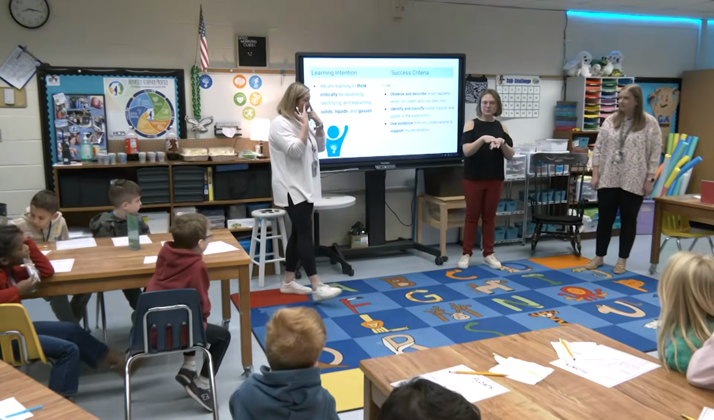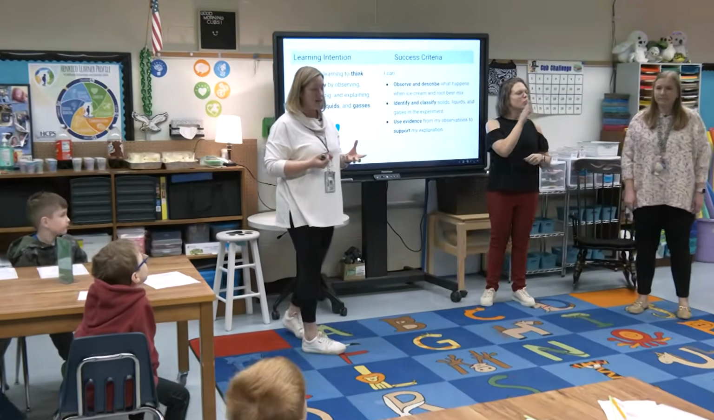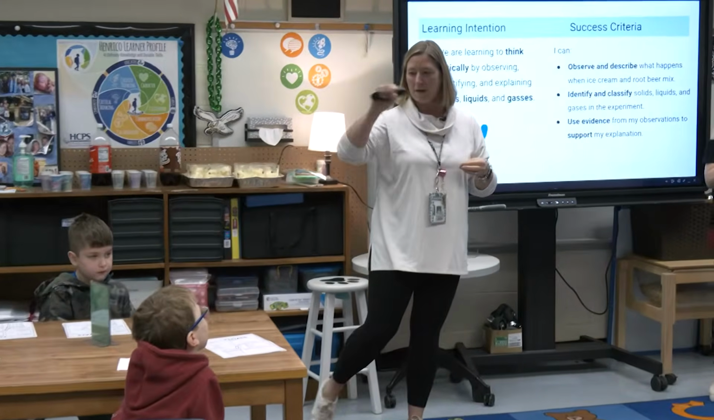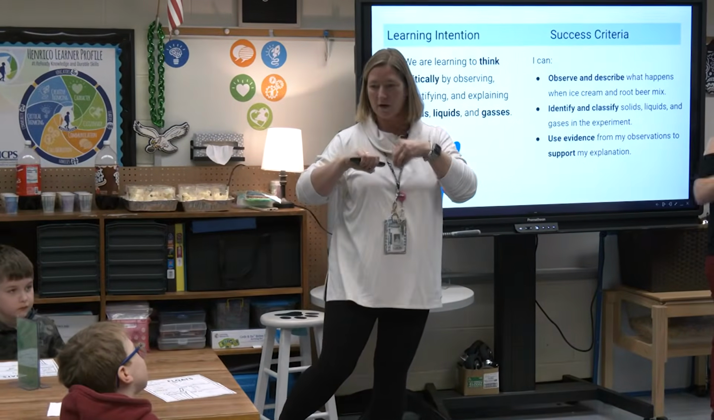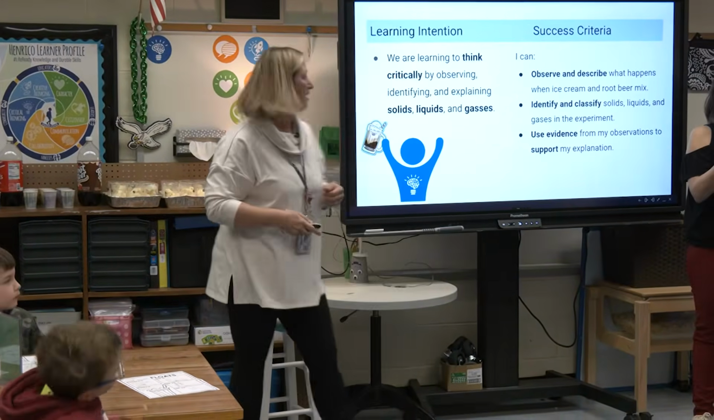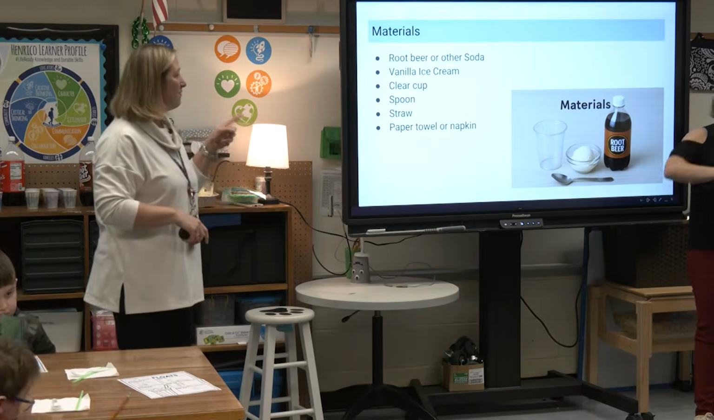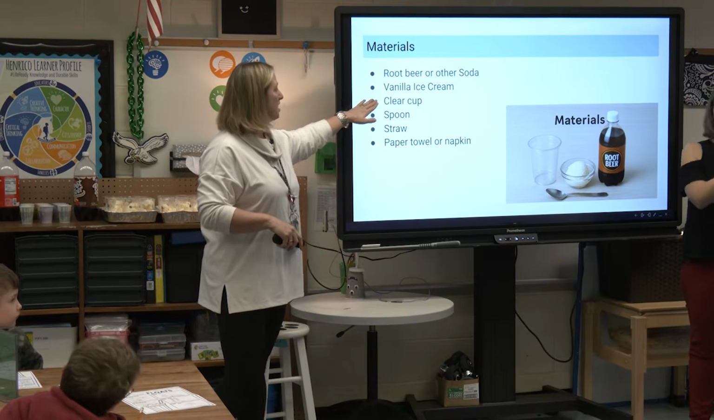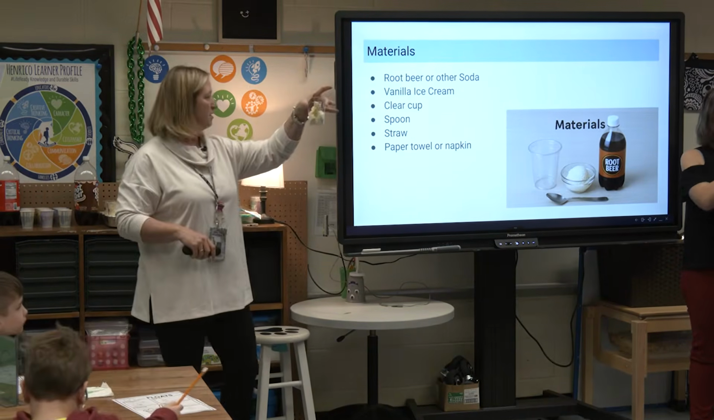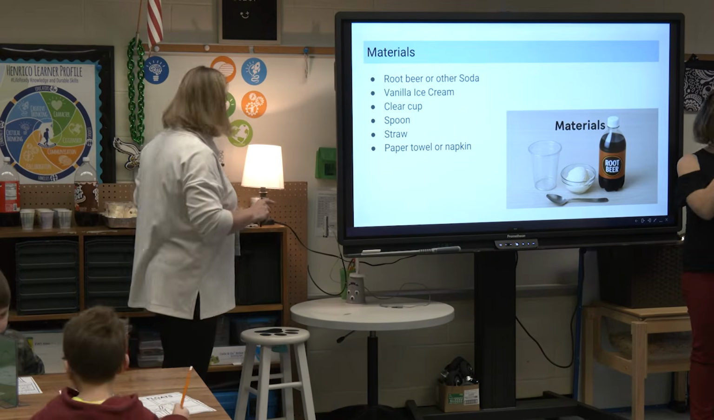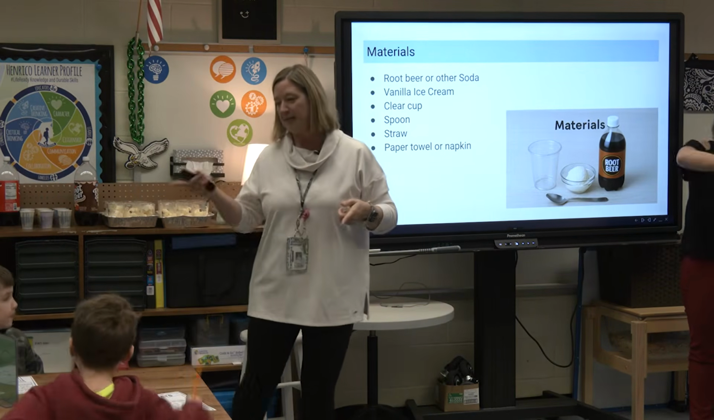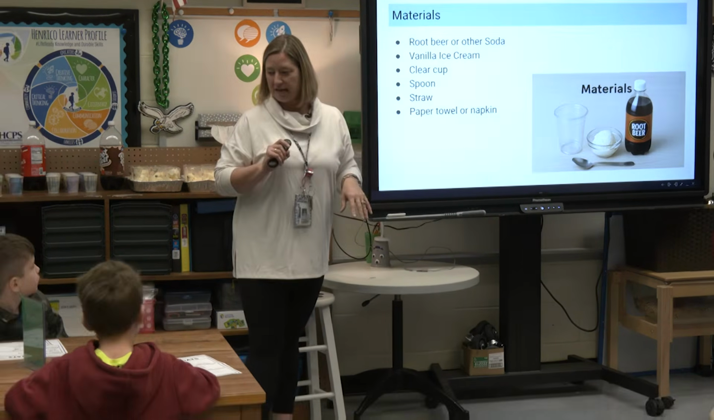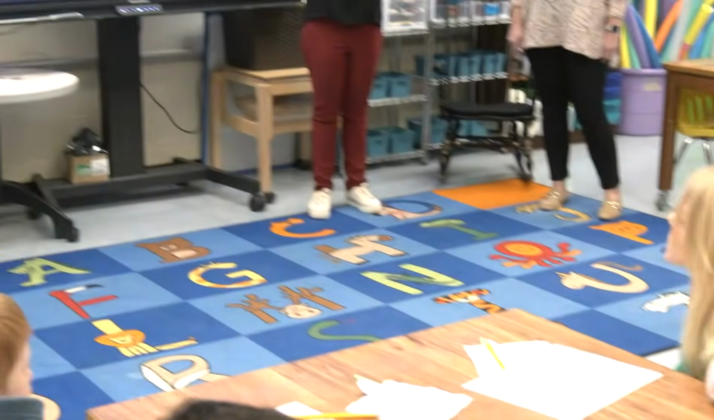So we're going to use our eyes, we're going to be describing our solids and our liquids and our gases, and we're going to see what reaction happens when we pour our soda into our ice cream. Are you guys ready? Okay. We have root beer or soda. We have our vanilla ice cream. You have a clear cup that your ice cream is in. On your desk, you have a spoon and a straw and a napkin in case you make a mess. And then we also have your recording sheet that's on your desk. All good? Everybody got a pencil?